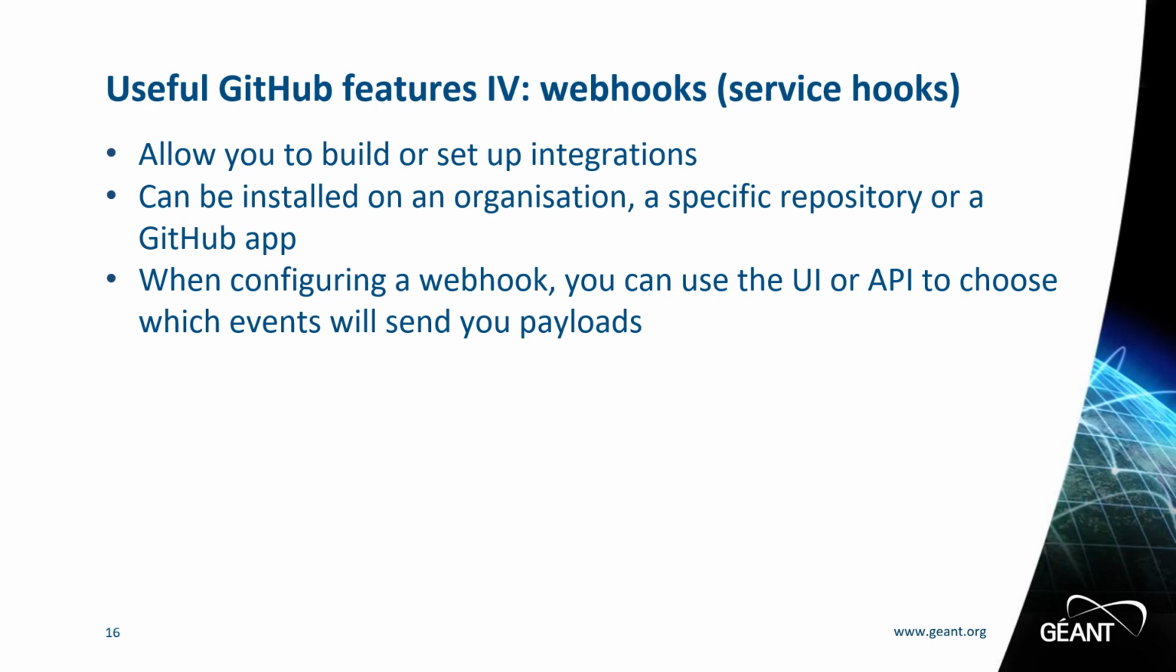Webhooks can be installed on an organization, a specific repository, or a GitHub app. Once installed, the webhook will be sent each time one or more subscribed events occur. GitHub sets a limit of 20 webhooks for each event on each installation target. When configuring a webhook, you can use the UI or API to choose which events will send you payloads. Only subscribe to the specific events you plan on handling to limit the number of HTTP requests to your server.